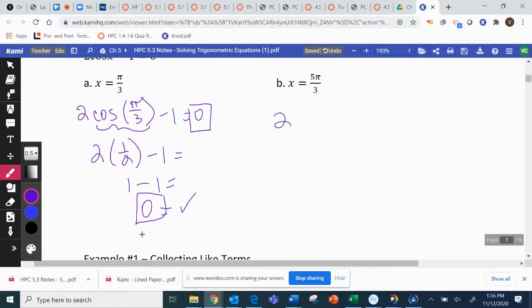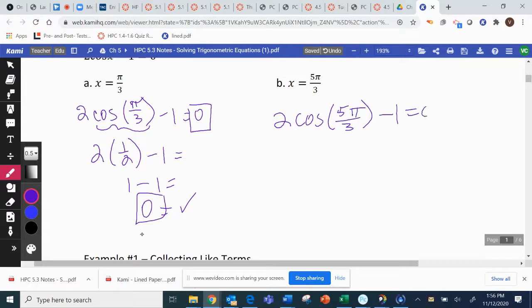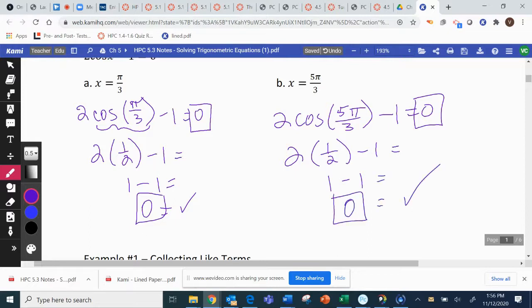So question B, 2 cosine 5 pi over 3 minus 1 equals 0. I'm going to work with the more difficult looking side. The cosine at 5 pi over 3 is 1/2, and I get 0. It's verified. So there are a few questions at the beginning that are like that. All you have to do is show that it equals one side. Notice how I'm not solving an equation. The rest of the homework, we will be solving the equation.